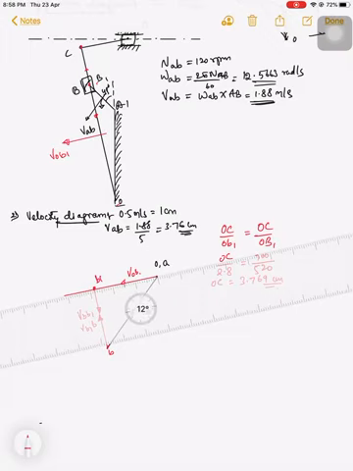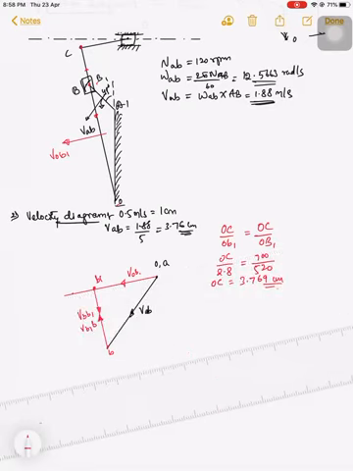2.8. So go till 3.7 or 3.8, almost equal to 3.8. So this is point C. This is the point C.